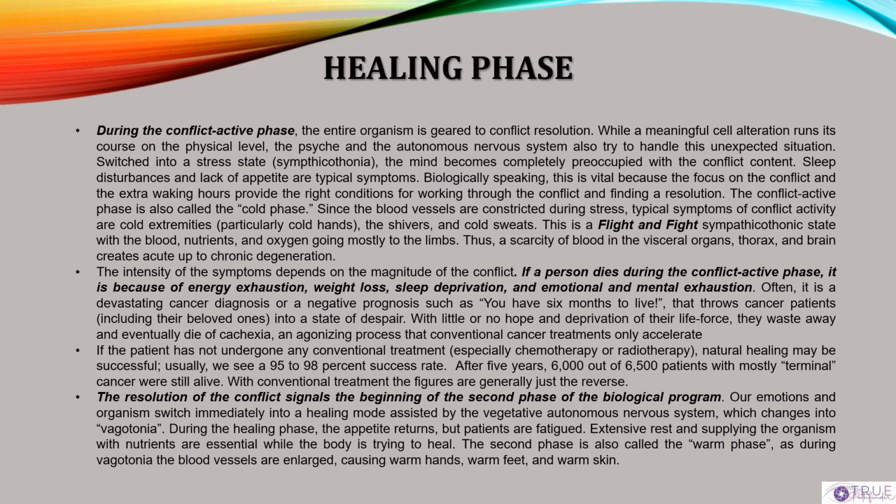The resolution of the conflict signals the beginning of the second phase of the biological program, and our emotions and organisms switch immediately into a healing mode that is assisted by the vegetative autonomous nervous system, which changes into its vagotonia mode. During this healing phase, your appetite will return, but you will still feel fatigued. Extensive rest and supplying the organism with the right nutrients is essential during this phase, as the body is trying to heal. The second phase is also called the warm phase, as during the vagotonia the blood vessels are enlarged, causing thereby warm hands, warm feet and warm skin.